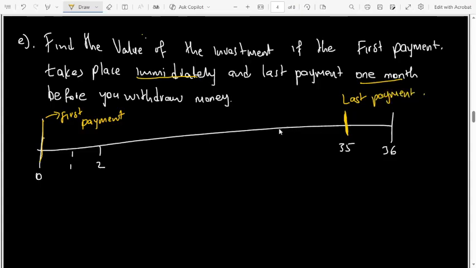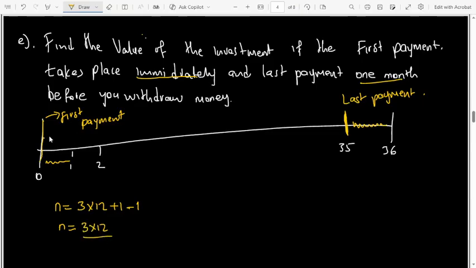So what will be n? N is gonna be 3 times 12. Then remember, we need to add 1, which is this part. We started at 0. But now this is very tricky, because remember, we're gonna make the last payment 1 month before. So we also have to subtract that 1. So n will just be 3 times 12.